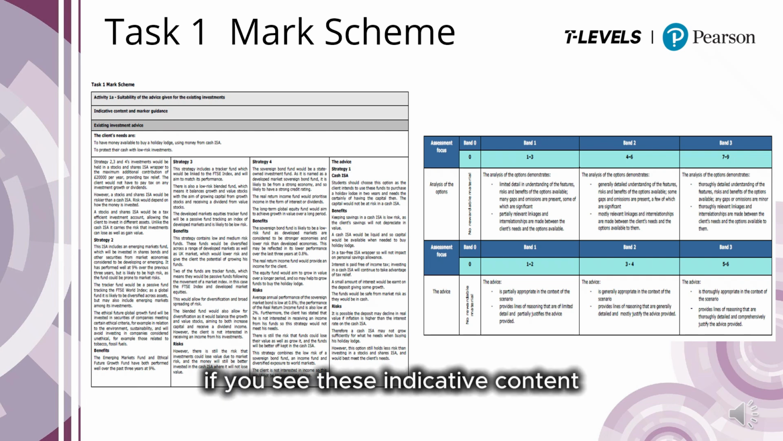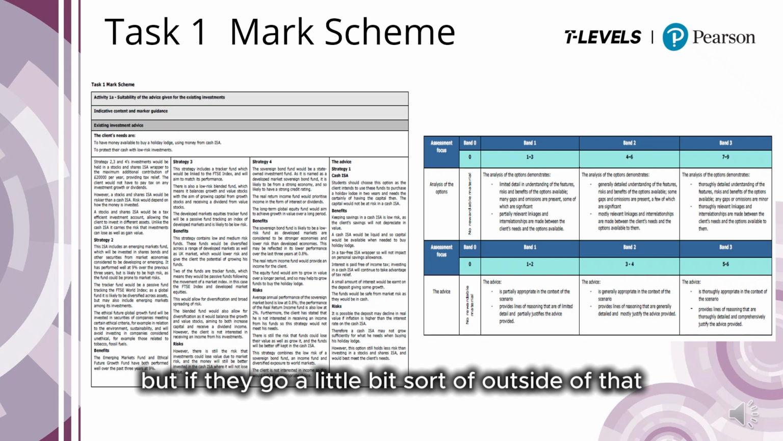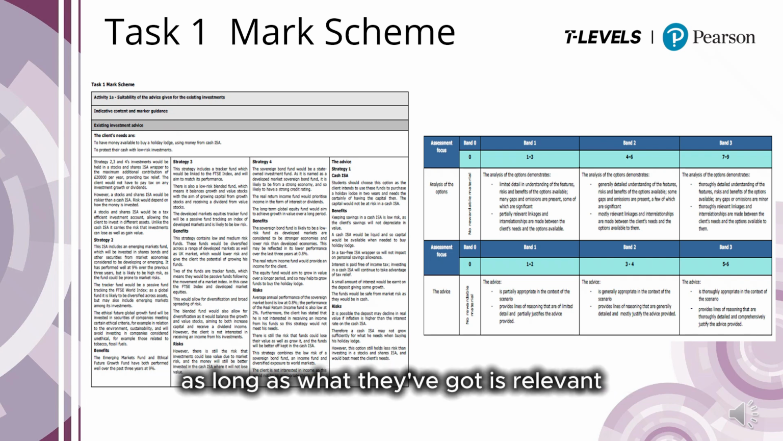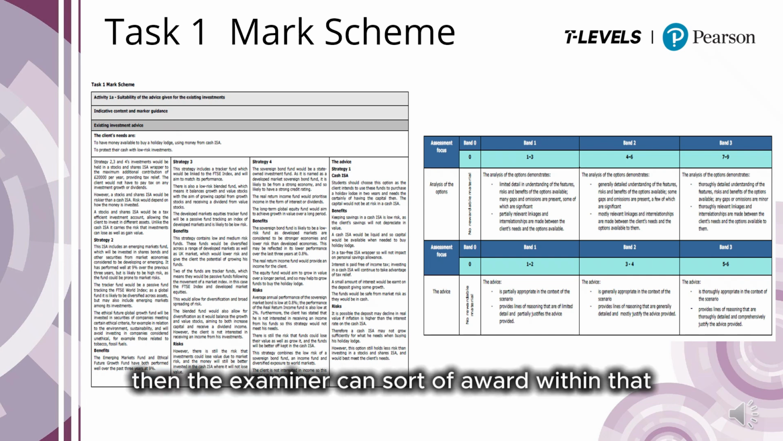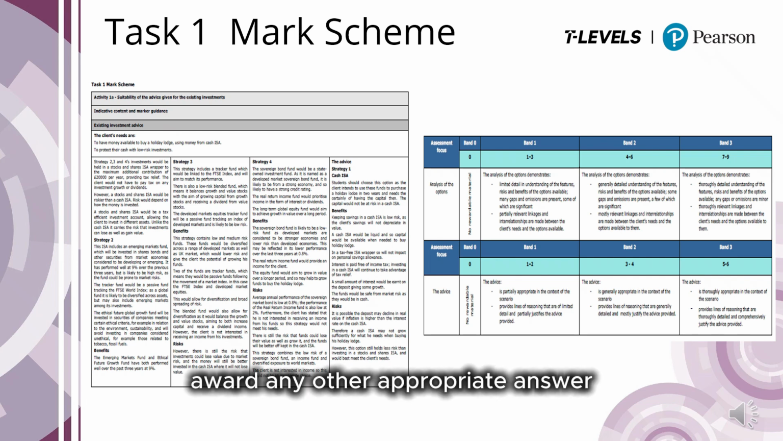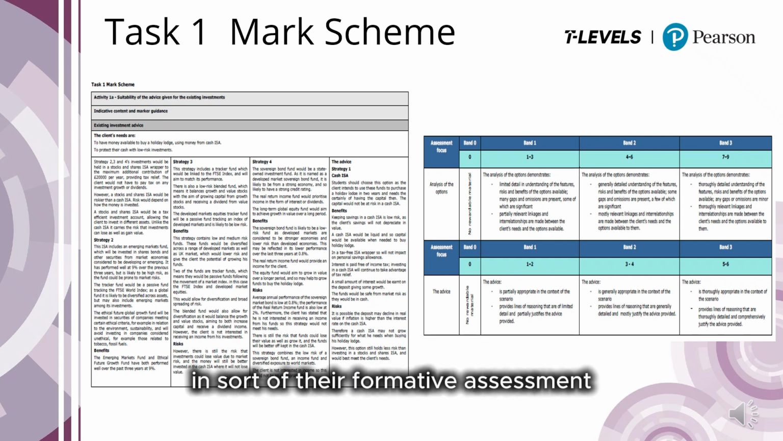So please don't think if you see this indicative content that that's what the student has to do. It's a really good example of what they could do, but if they go a little bit outside of that, as long as what they've got is relevant and appropriate, then the examiner can award within that. You might have seen things like "award any other appropriate answer." That's what this is hinting at. So when you look through and you see those, please don't worry if students are coming up with stuff that's not on the mark scheme. If it's right, give them the marks in their formative assessment.